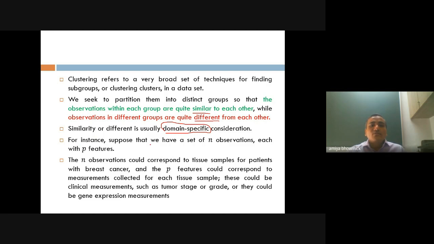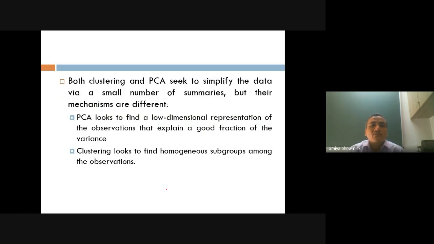So for instance, suppose that we have a set of n observations and we have p features. The n observations could correspond to tissue samples of patients with breast cancer, and the p features could correspond to measurements collected for each tissue sample. This could be clinical measurements such as tumor stage or grade, or gene expression measurements also. So this is the kind of data that we can have.